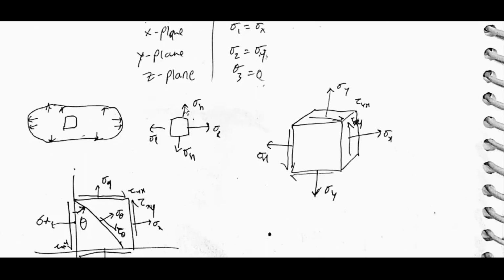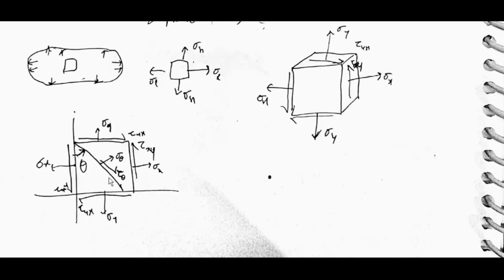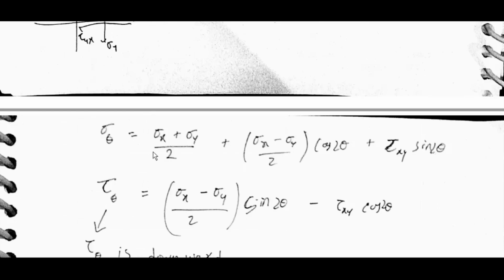Sigma l, sigma h. Now consider sigma x, sigma y, tau xy at an angle theta. Sigma theta is equal to sigma x plus sigma y by 2, plus sigma x minus sigma y by 2 into cos 2 theta, plus tau xy sin 2 theta. Tau theta is equal to sigma x minus sigma y by 2 sin 2 theta minus tau xy cos 2 theta.